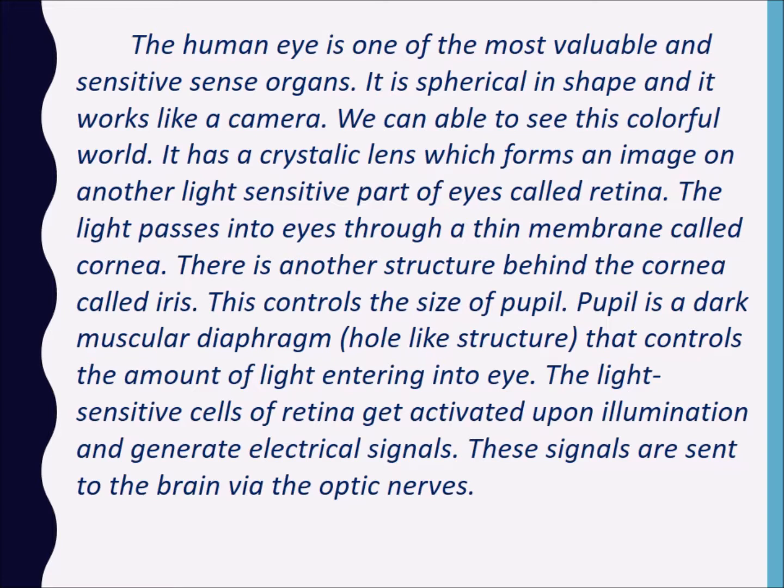The light passes into the eye through a thin membrane called the cornea. There is another structure behind the cornea called the iris. This controls the size of the pupil. The pupil is a dark muscular diaphragm, a hole-like structure, that controls the amount of light entering the eye. The light-sensitive cells of the retina get activated upon illumination and generate electrical signals. These signals are sent to the brain via the optic nerves.